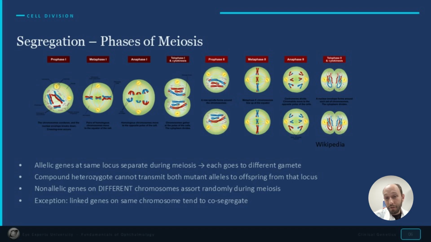So just because we have the same number of chromosomes, if you look at the differences in the metaphase where they all line up against each other, you can see the alleles can start jumping from one chromosome to the other.